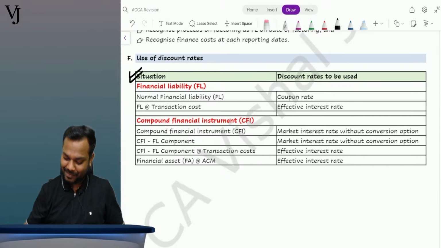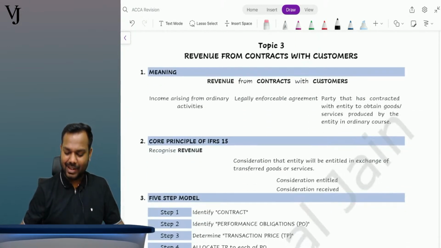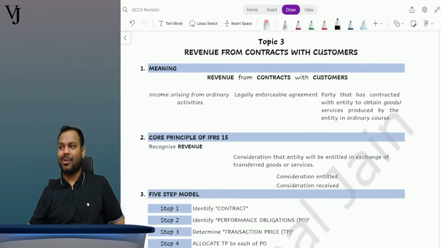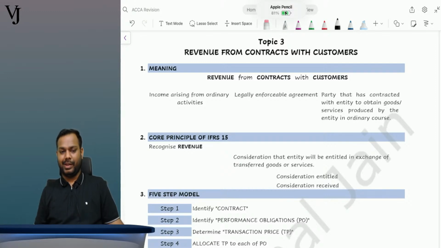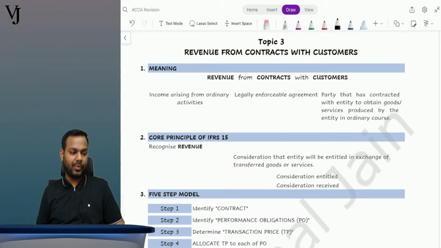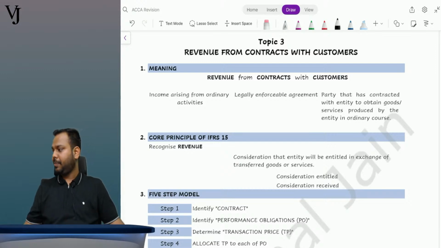Anything for you guys. Now, the third topic is revenue from contract with customers. Before I start this topic, do you guys need a break or can we continue? Even if we take a break, it will be only 5 minutes, not more than that.